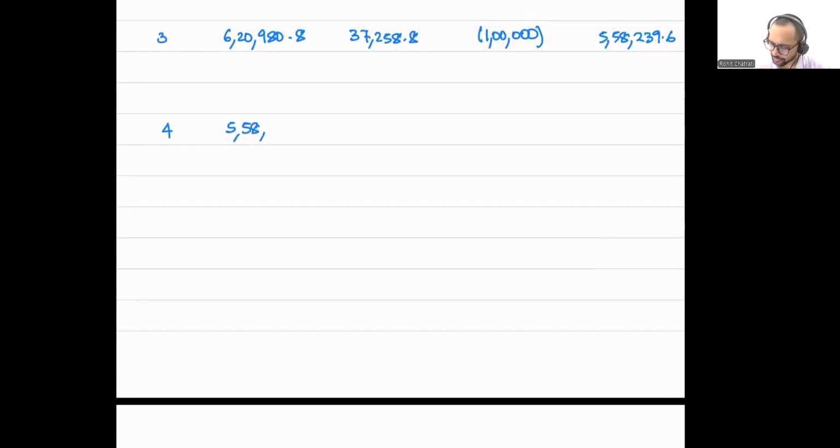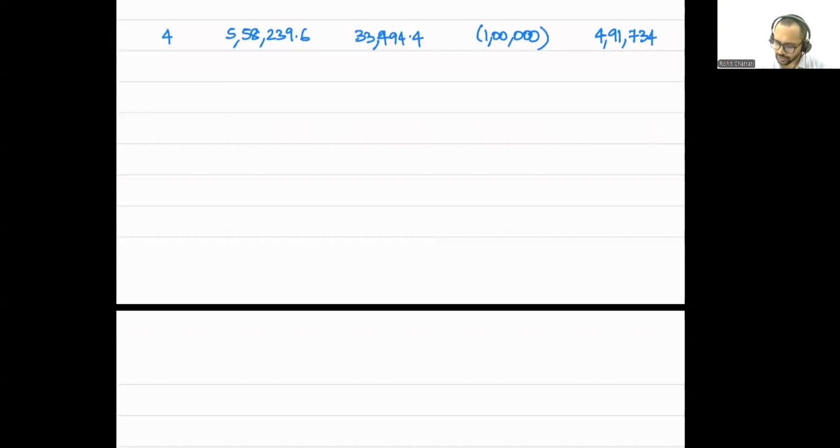Now for year 4, this becomes the beginning balance. So I've got 5,58,239.6. On this, 6 percent is going to be equal to 33,494.4. I then have a payment of 1 lakh for year 4 as well, and my closing balance would become 5,58,239.6 plus 33,494.4 less 1 lakh, which is equal to 4,91,734.